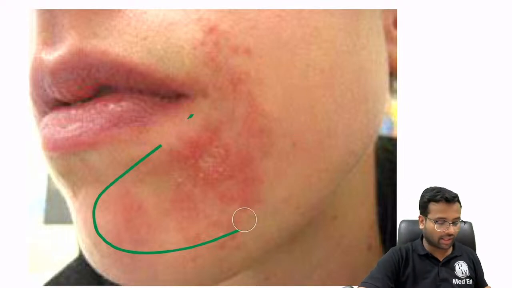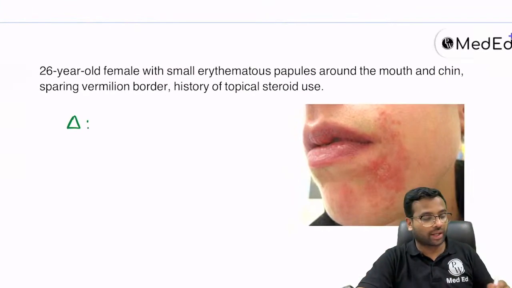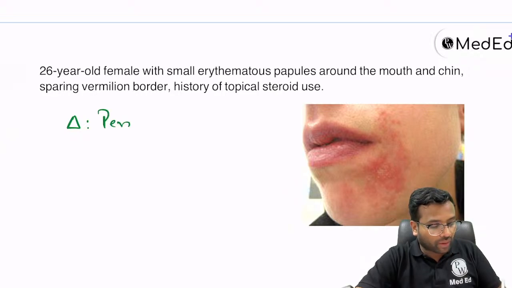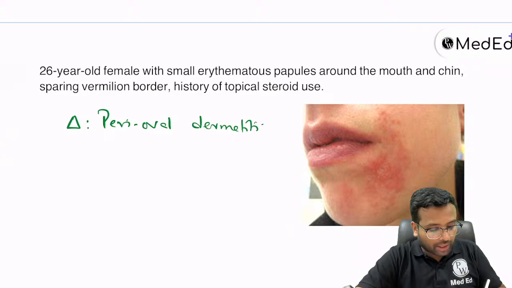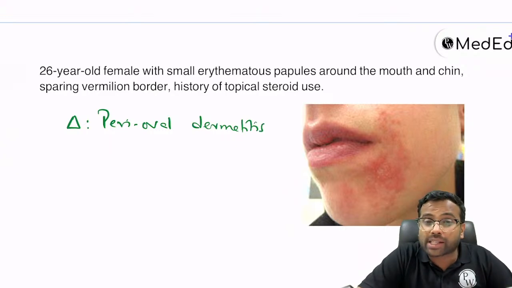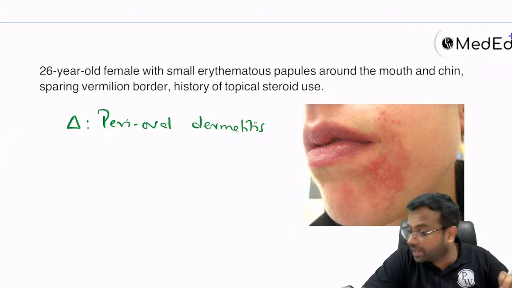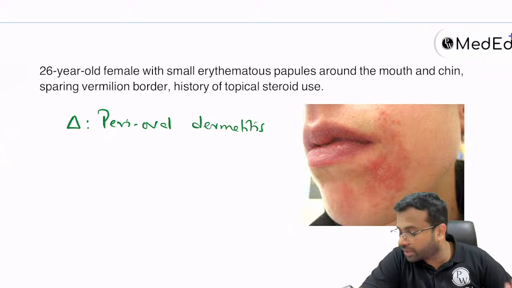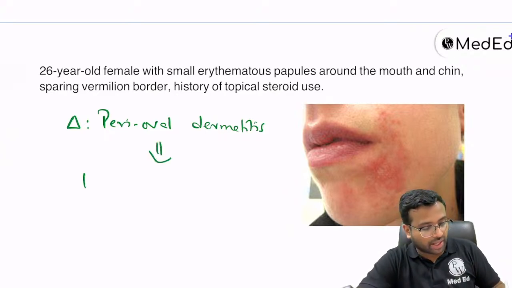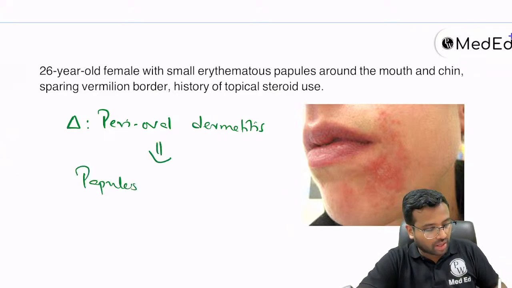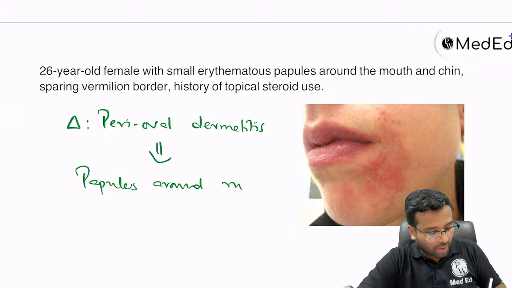Okay, something that is around the mouth. So this one is called as perioral dermatitis, where you can find some papules around the mouth and it spares the vermilion border. Okay, so this can be seen as papules around the mouth. Now, why does this patient develop these kind of things usually?